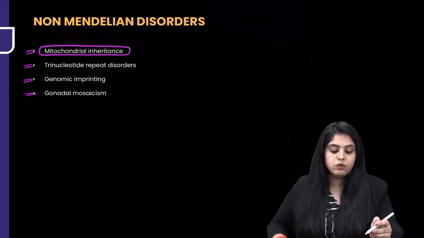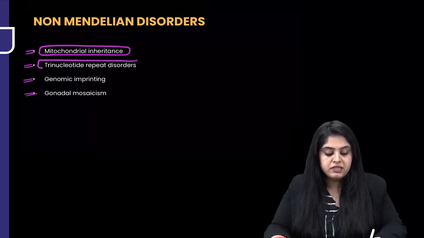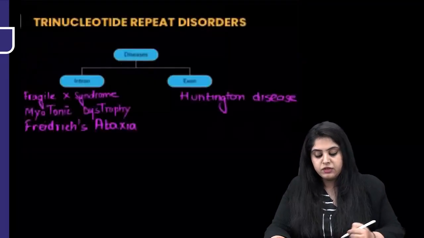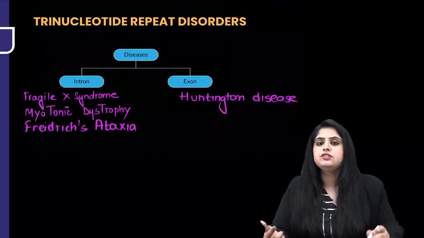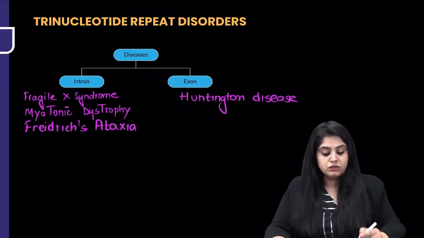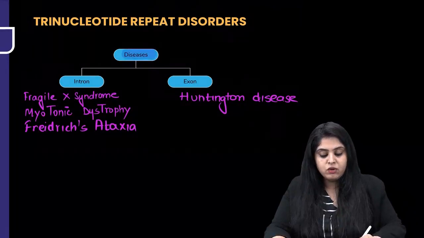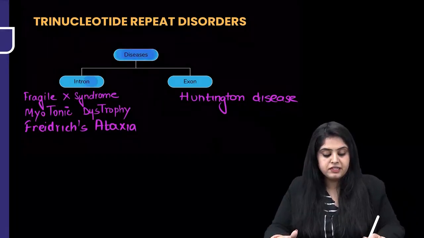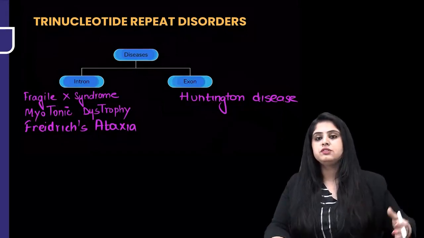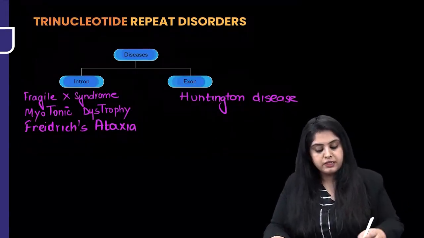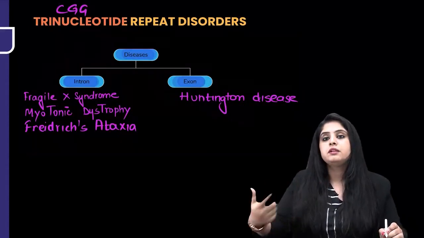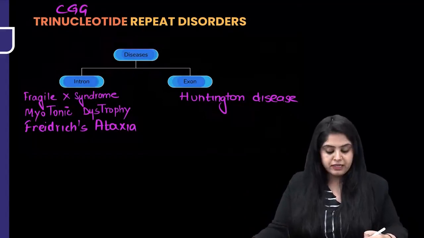The next one that I'm going to go on to is trinucleotide repeat disorders. When I say trinucleotide repeat disorders, something is going to repeat again and again. CGG, CGG, CGG, CGG. It will go on and on repeating. The diseases will depend on where the repeat is occurring. Is it occurring in the intron or in the exon? CGG, CGG, CGG, a trinucleotide, a trio. It will keep on repeating. That is a big problem.